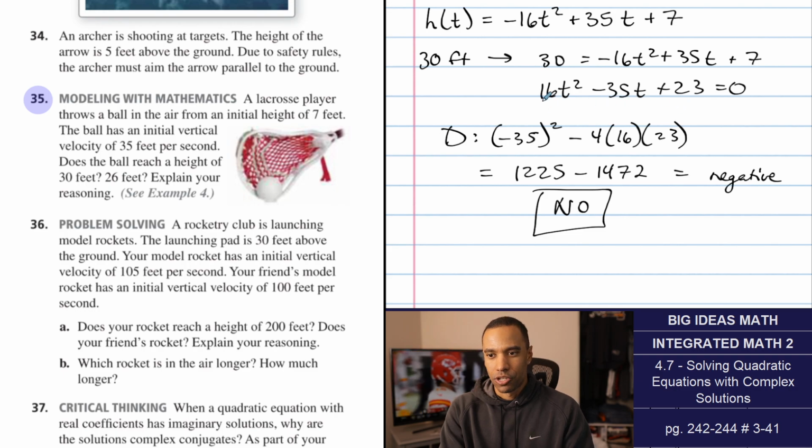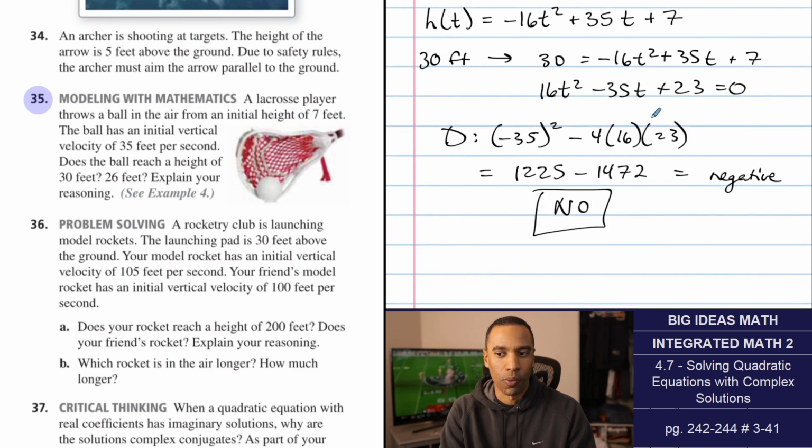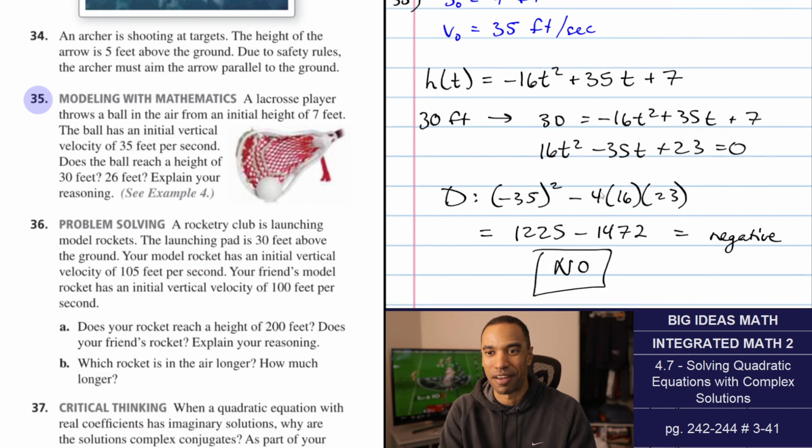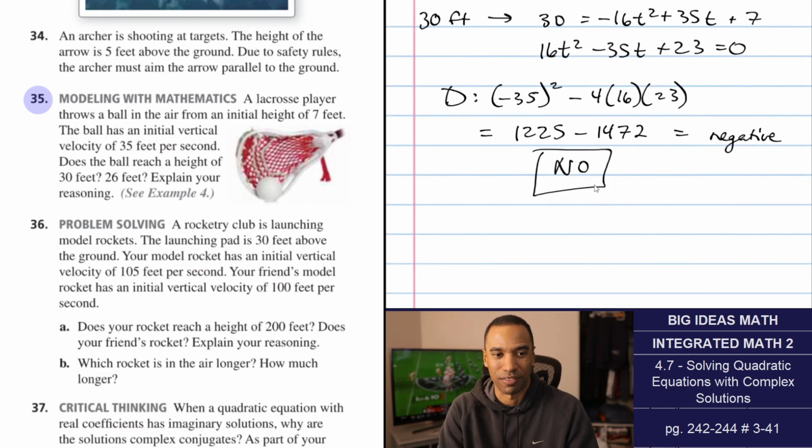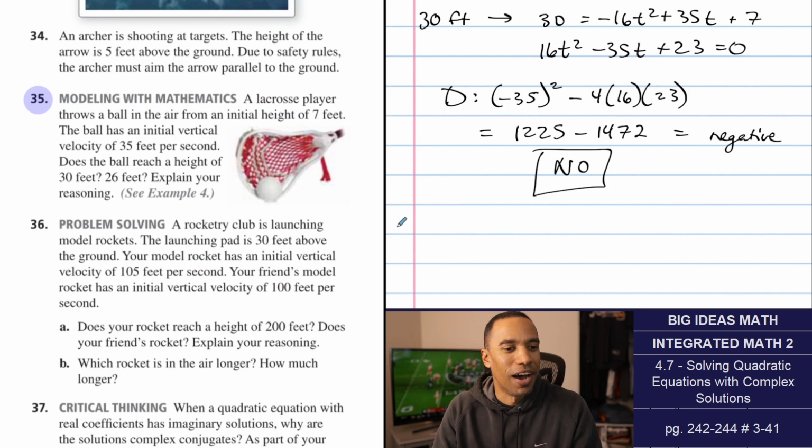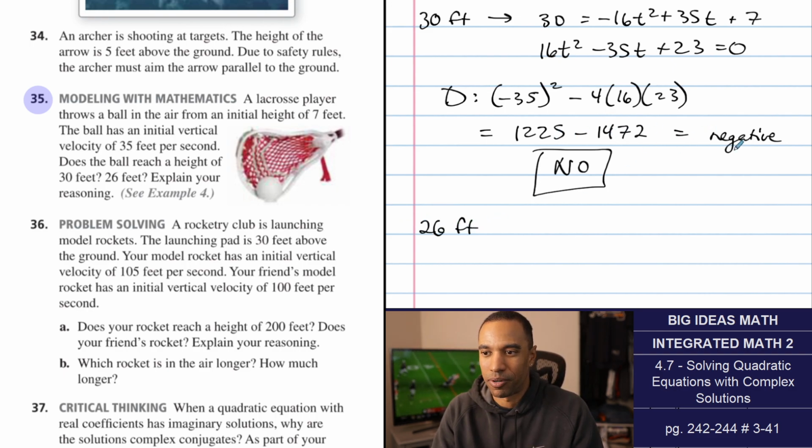The reason I was going to guess no is this. If it does reach 30 feet, then that means it will also reach 26 feet, which means I won't have to show work for the second one. And listen, I won't show work for the second one if I don't have to. I'll just tell you, use the discriminant, do it for yourself. It's all about answering the question. I know it's a negative number.